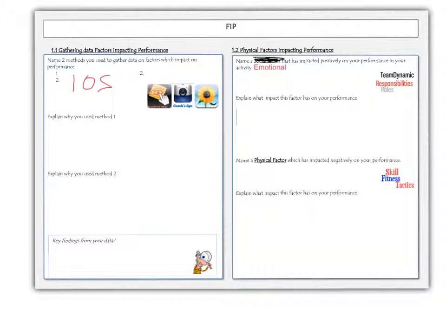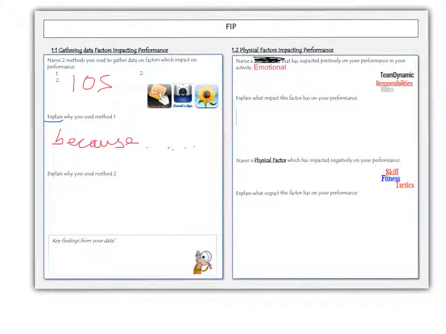And in an explain type of question, you should really give an example of the reasons as to why you used this and what this allowed you to do. So a word that should be contained in your answer would be because, and then you should go on and justify your reasons for using this method to gather information on your performance.